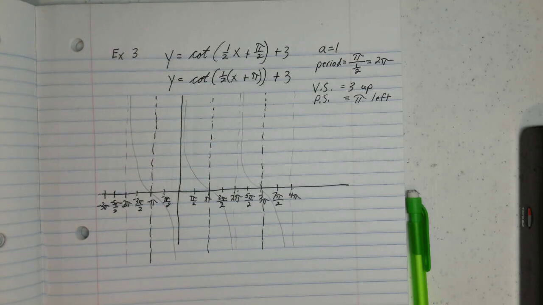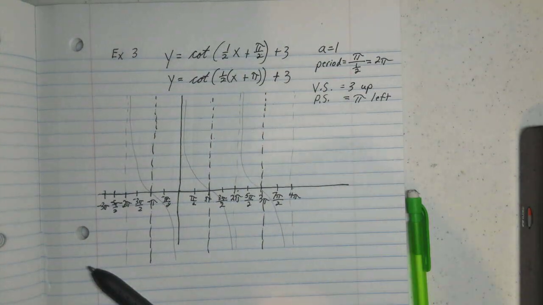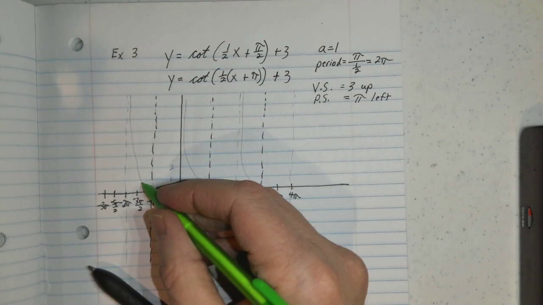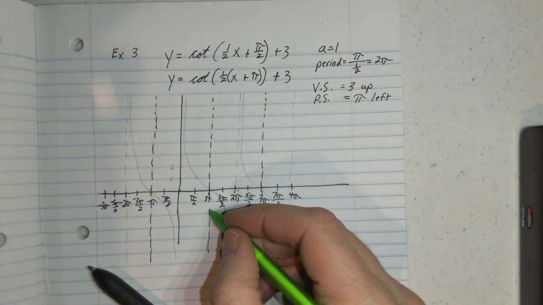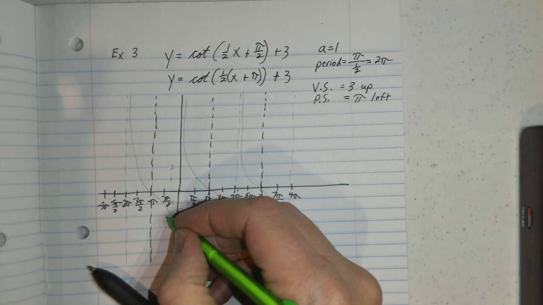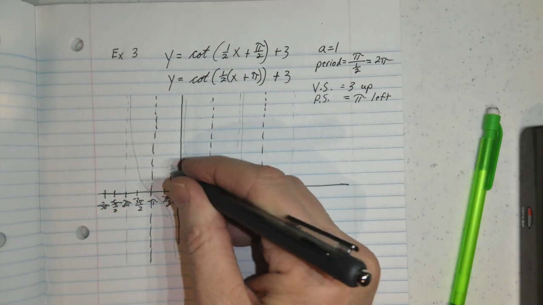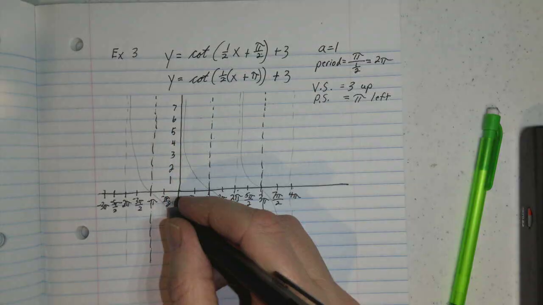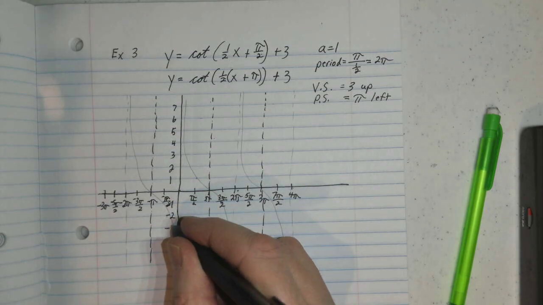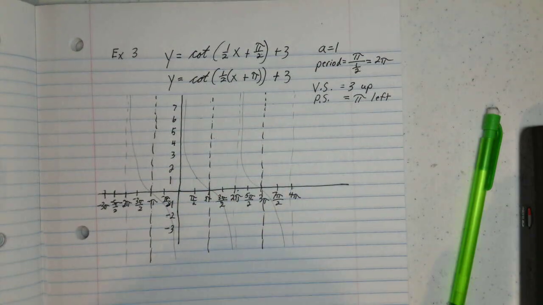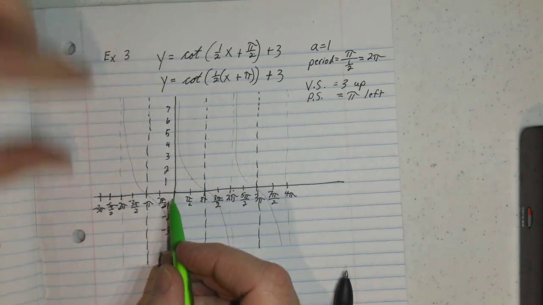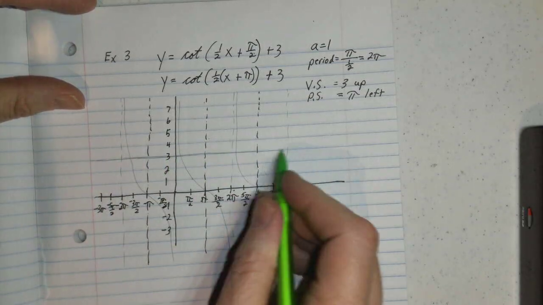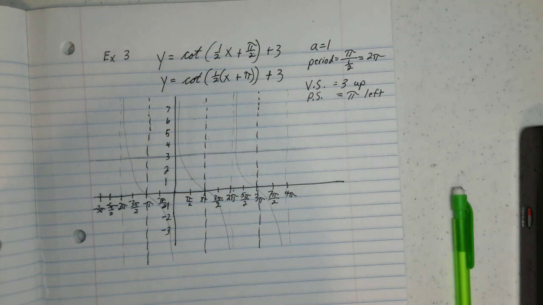Okay. Now, we also have to move it 3 units up. And if I'm going 1 here, my a value of 1 and negative 1, I'll do that in a little more permanent way. 2, 3, 4, 5, 6, 7, negative 1, negative 2, negative 3. All right, now we're going to take each one of these and move them 3 units up. So I'm going to draw this line here, which is the midline of the cotangent function there.